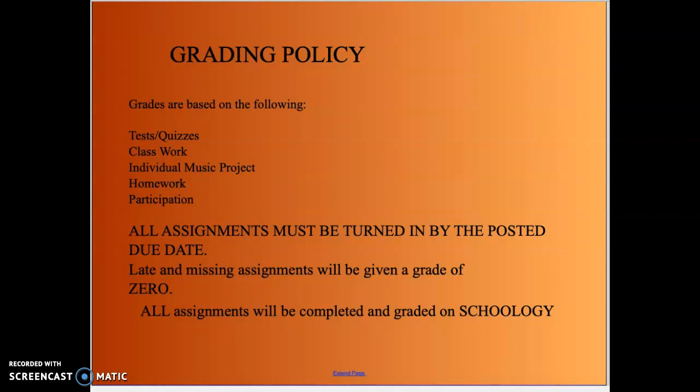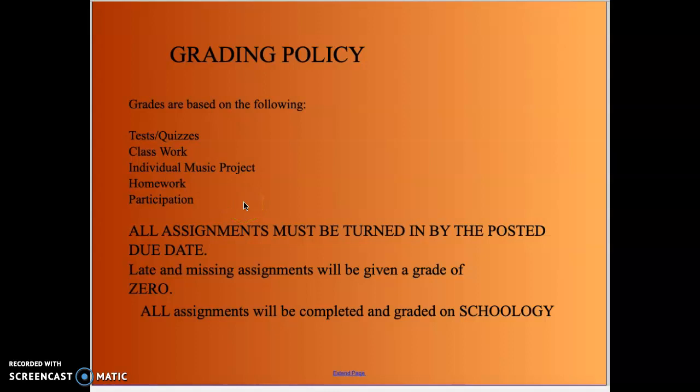Grading policy. Your grades are going to be based on the following. We will have some tests and quizzes. Everything I ask you to do in class will be graded. I will not give you busy work just to keep you busy. Everything will be graded. Your individual music project, homework, I don't give that often, but when I do, I ask that you complete it. And of course, participation.